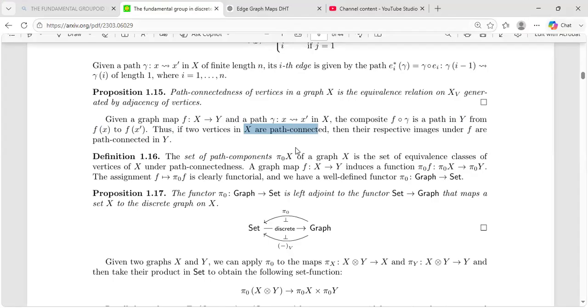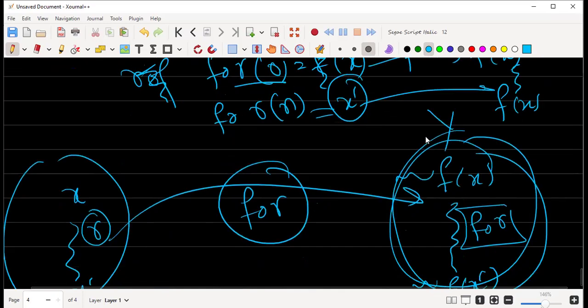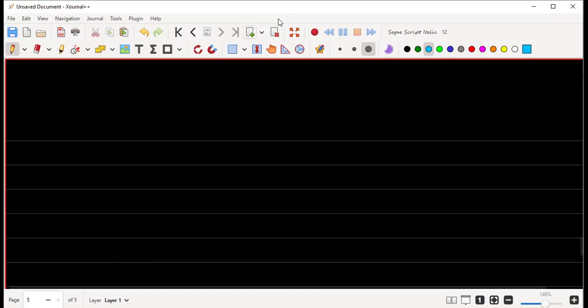इसकी एक्सप्लेनेशन देख चुके हैं कि हमारे पास जैसे यहाँ पर x के अंदर x से x प्राइम तक एक पाथ था, तो y में भी एक पाथ होगा जो f कंपोज गैमा होगा, ठीक है। So let's read the next definition.